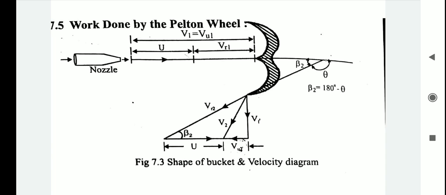The maximum efficiency of the Pelton wheel is given by (1 plus cb cos beta 2) divided by 2. Here, if cb is equal to 1, then the above equation gives the maximum efficiency for beta 2 equal to 0 degrees. This is about the velocity triangle of the Pelton wheel. Okay, thank you.